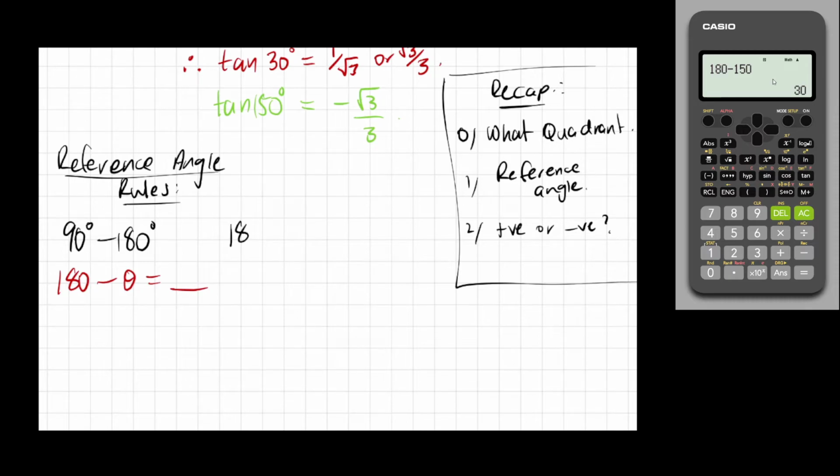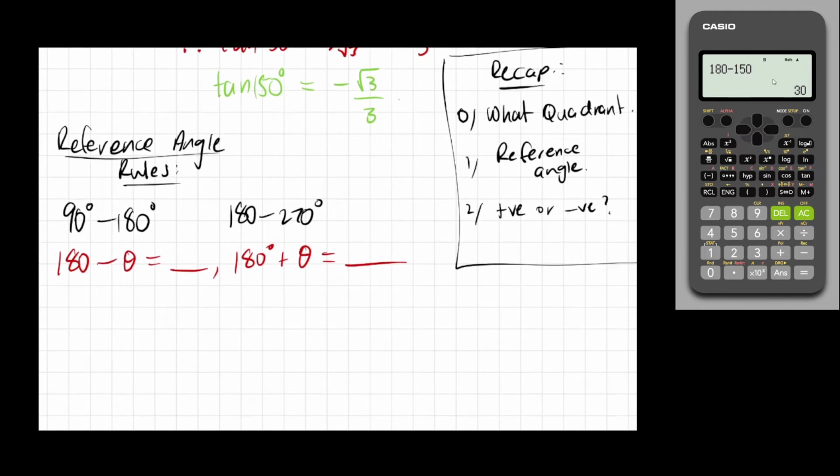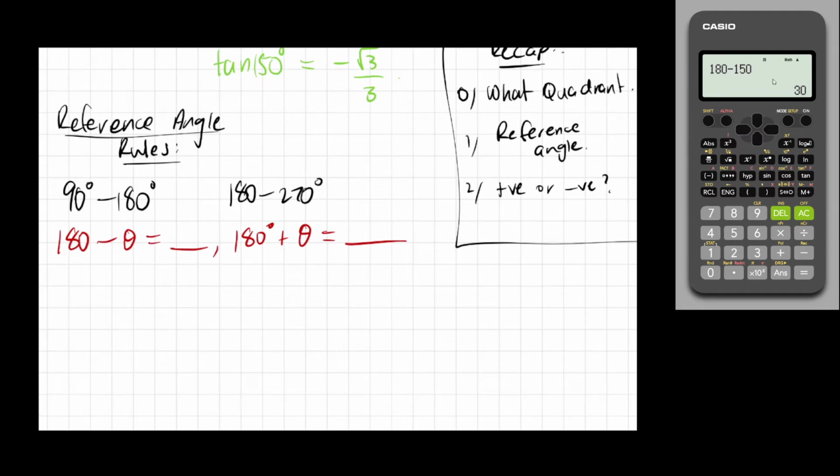Now, for 180 to 270 degrees, this one's a bit weird. You're going to do 180 degrees plus the reference angle to get to your value. We'll look at one of these in a moment. And then finally, 270 to 360 degrees, the formula is 360 minus your reference angle to get to the number that you want.